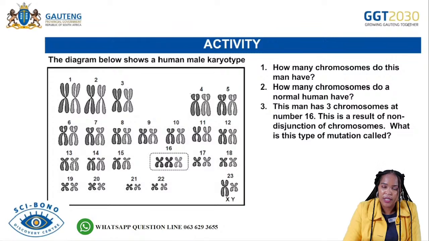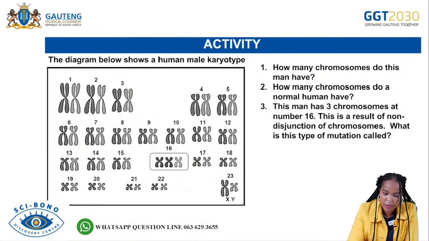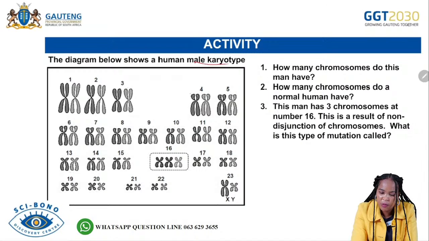So this is a question on chromosomal mutation. It is very easy. You have done this with meiosis. So this is a diagram that shows, okay, the diagram below shows a human male karyotype. Very important, human male karyotype. You might need that information. So when you study this karyotype, you see the pairs of chromosomes there, and then you see here at number 16, there are 3 chromosomes. Already, that clicks something in your head. And then you move, okay, everything seems to be fine.